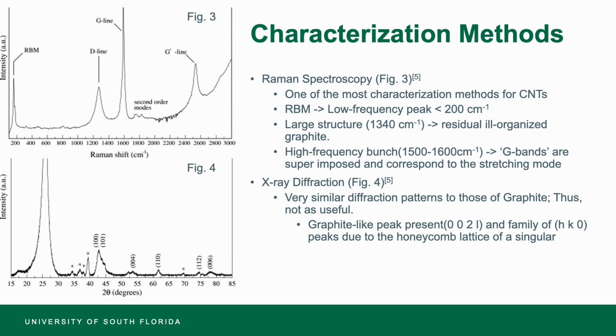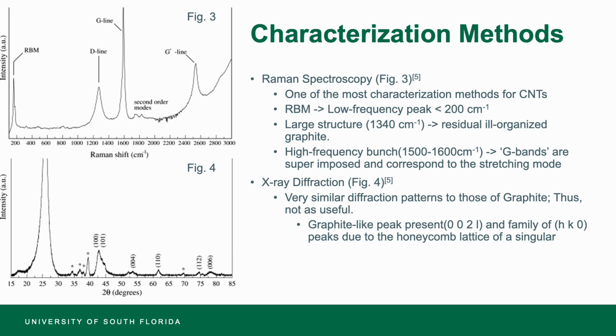When it comes to X-ray diffraction, it's very similar in diffraction patterns to those of graphite, thus this is not really useful. And I wanted to present this figure 4 just for you to see that both graphite and carbon nanotubes, if pure, are mostly made out of carbon, so that's why it could be difficult to distinguish between both.